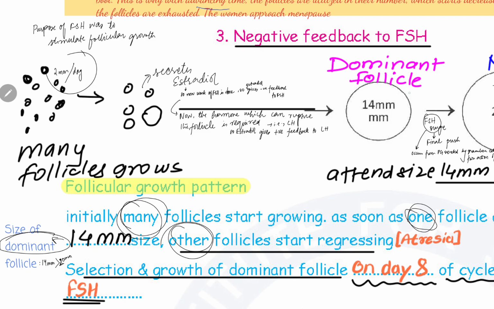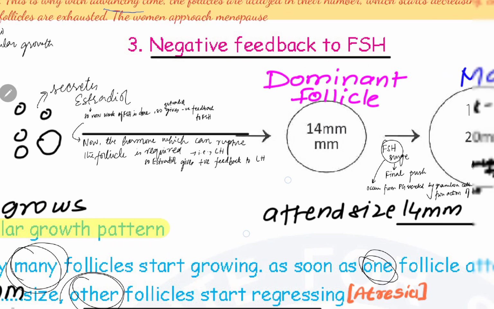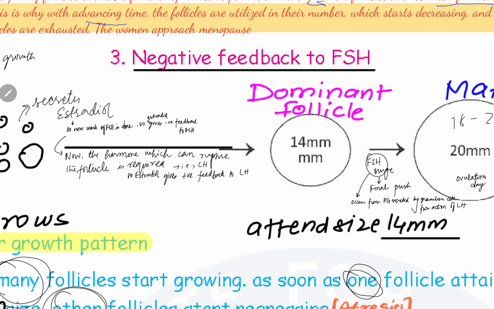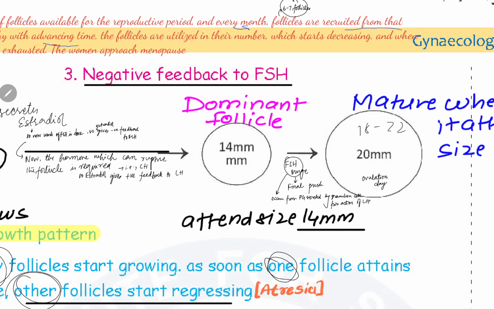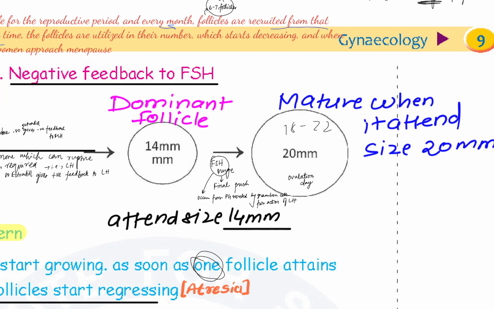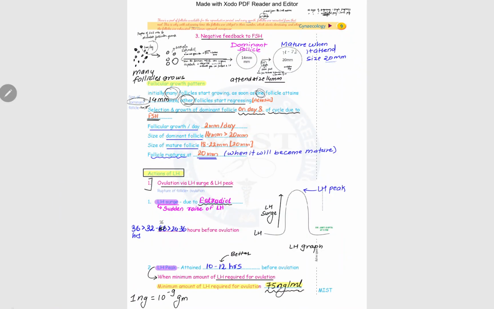Once the dominant follicle is attained, what's the size of the dominant follicle? It is 14 mm. After that, what happens? There is an FSH surge. Even though negative feedback to FSH is being given, there is a final push from prostaglandin secreted by granulosa cells from the action of LH. We'll come to this, I'm just giving you an overview. So the final push, the FSH surge, will make the size 20 mm, and this is the size of the mature follicle. So dominant is 14, mature is 20.